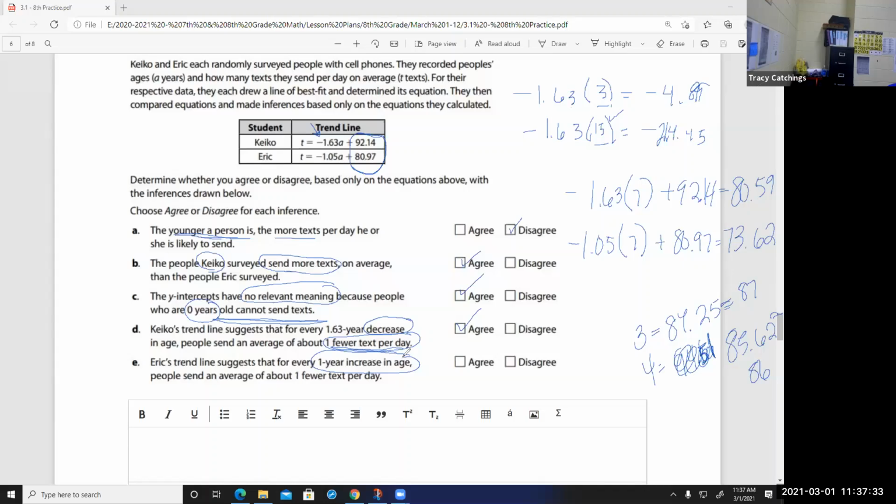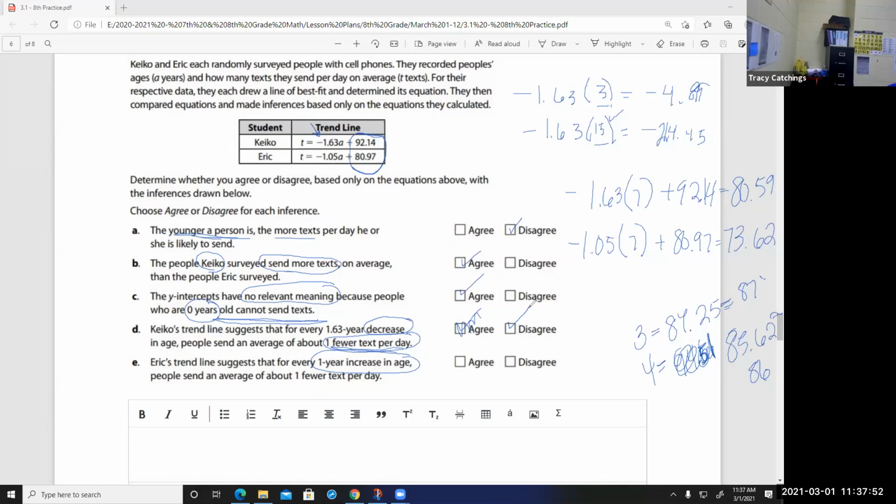And go back to D. Because D said for a 1.63 year decrease, people send 1 fewer. So we should have decreased. From 4 to 3, did it decrease? It increased. So this one should have been disagree.